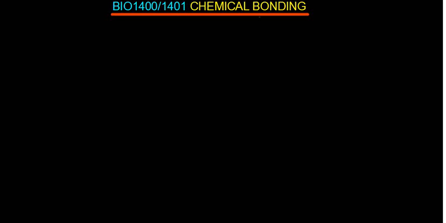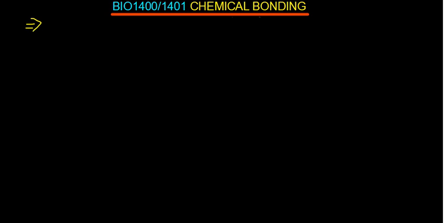So when you are talking about chemical bonding in biology, you basically want to understand the types of bonds. Now the question is, why bonding? Bonding is just a coming together of atoms to form a compound. The reason atoms bond is to attain stability.